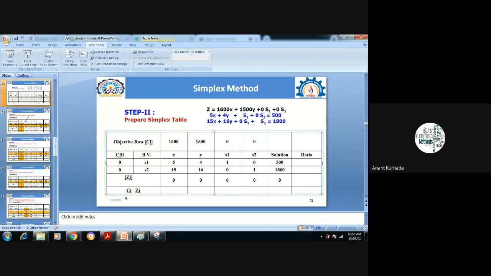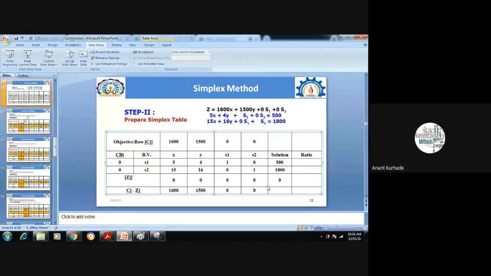Now what is given? Cj minus Zj. What is Cj here? 1600 minus 0. Is it 1600? Yes, it is 1600. Next one, 1500 minus 0. See this Cj minus Zj. Go for each and every column. 1500 minus 0 is 1500. Here, 0 minus 0 is 0. Here, 0 minus 0 is 0. Here it is not required, and here it is again not required.